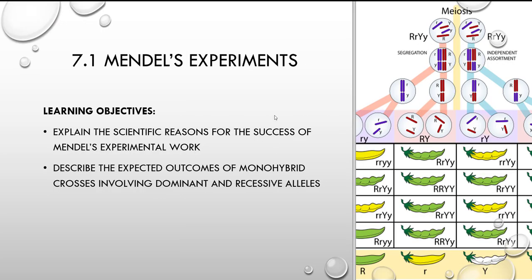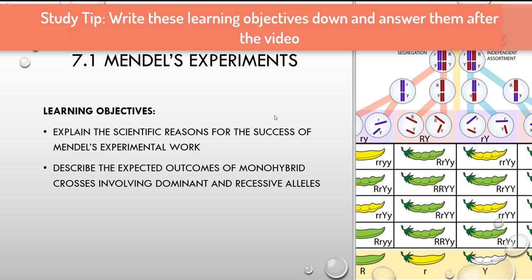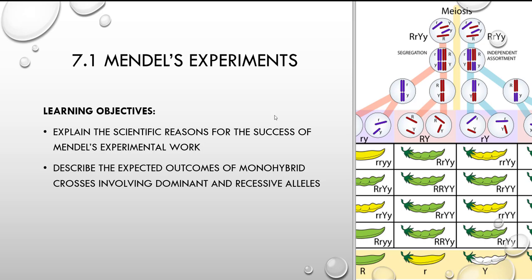Okay. So by the end of this video, you should be able to explain the scientific reasons for the success of Mendel's experimental work, as well as describe the expected outcomes of what's called a monohybrid cross, which involves dominant and recessive alleles. So we're going to start out with a crash course video.